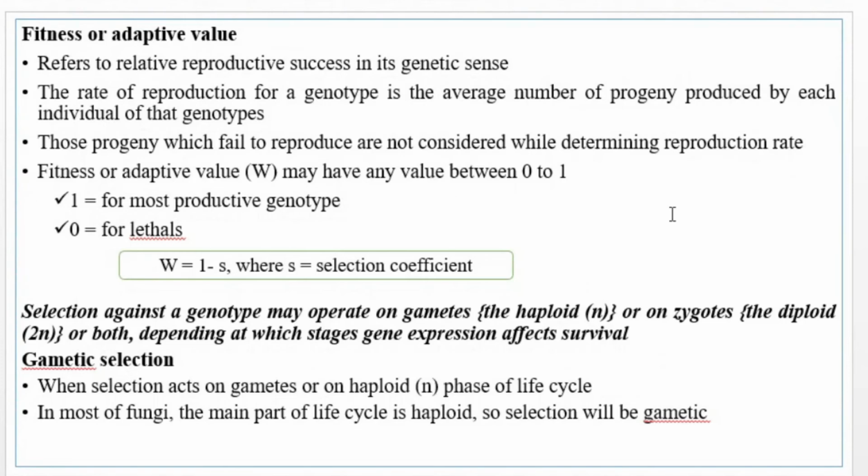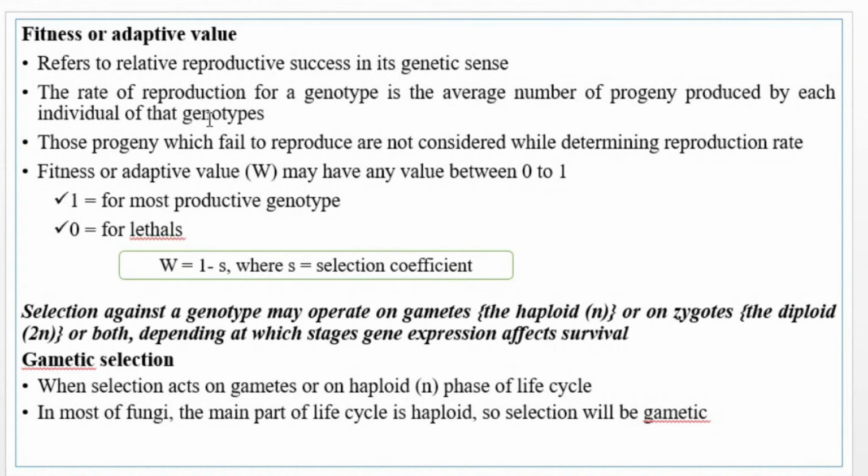The fitness or adaptive value. A fitness value is the reproductive success. So adaptive value is the reproductive ability of the traits of the individuals. So fitness is relative reproductive success. The rate of reproduction for a genotype is the average number of progeny produced by each individual of that genotype. Those progeny which fail to reproduce are not considered while determining reproduction rates.